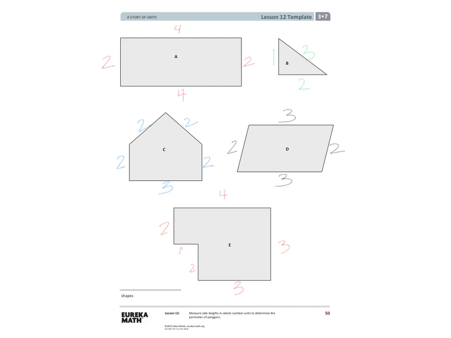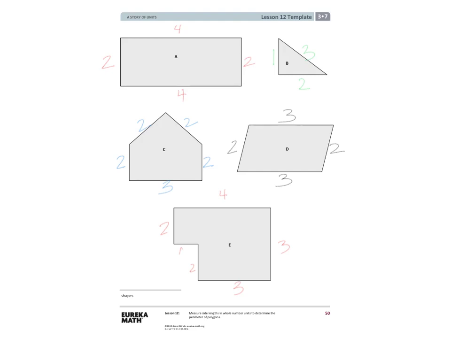Hey boys and girls, today we're going to practice perimeter again. Remember, when we find the perimeter of a shape, we're going to add up all the outside measurements of the shape together. So if we were in class, you would have this paper in front of you and you would be using a ruler to figure out all of the side lengths.